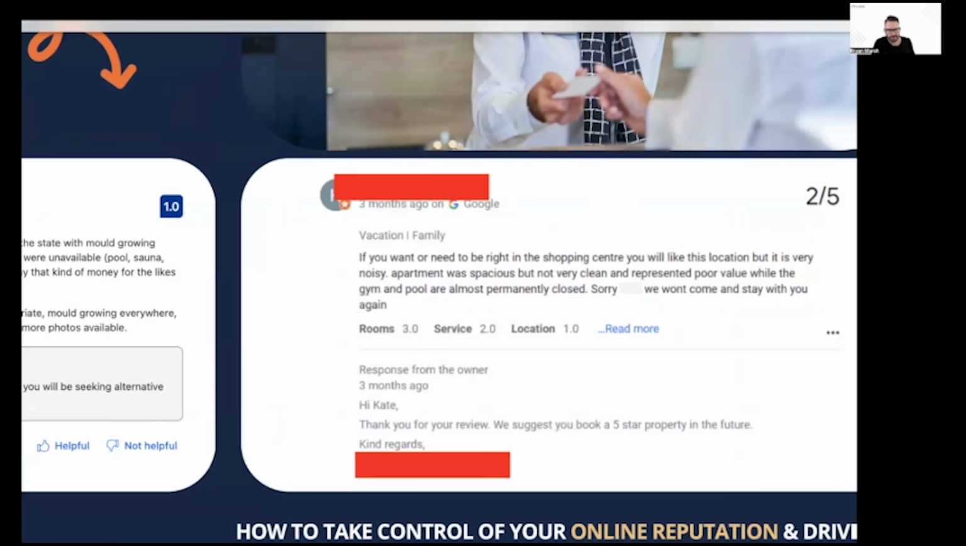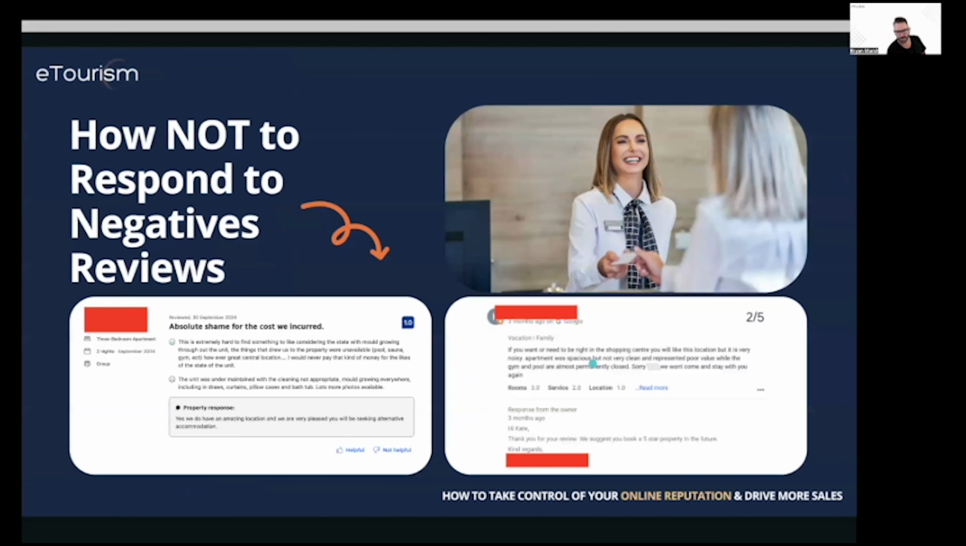This was an interesting one. If you want or need to be right in the shopping center, you'll like this location, but it's a very noisy apartment, was very spacious, not very clean, represented poor value, while the gym and pool are almost permanently closed. Sorry, we won't come back and stay with you again. So the response: okay, thank you for your review. We suggest you book a 5-star property in the future. How many people read reviews? They stay online forever. And if that's happening in the last 3 or 4 months, people are seeing it.